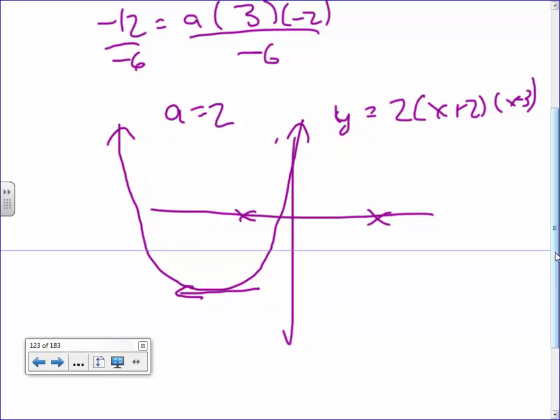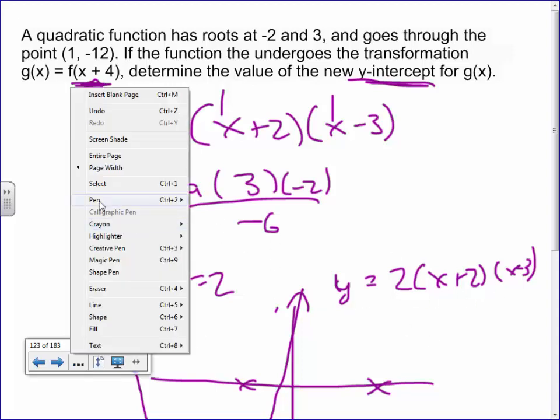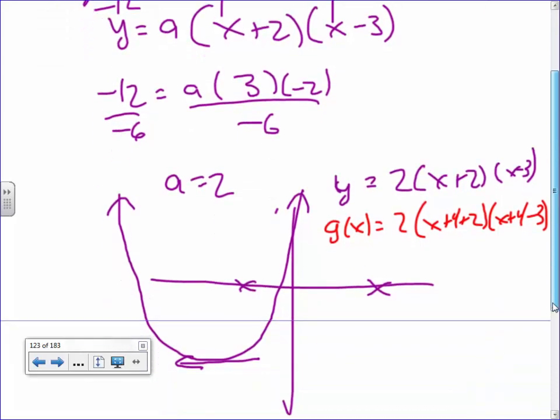Well, here's another way of approaching this. What does f(x plus 4) really mean? Well, it means take all of your old x's and replace them with x plus 4. So you know how I used to have an equation written right here? Here's my new equation. It's now g of x. Okay, 2 stays. Hey, I have an x. You're now x plus 4. All right, plus 2. Hey, I have an x. You're now x plus 4. Minus 3. See how I'm just replacing all the x's with x plus 4s?